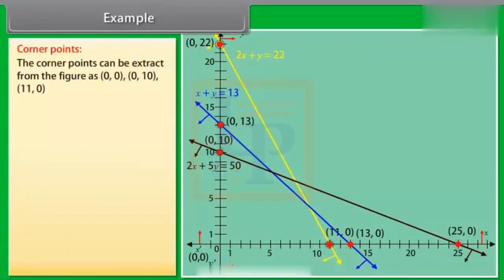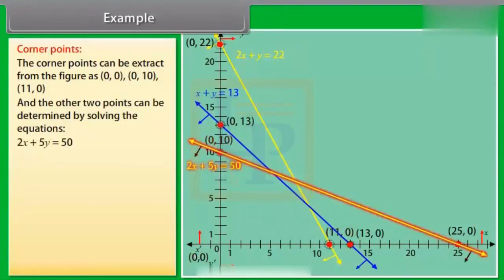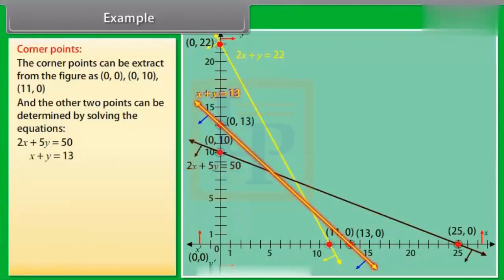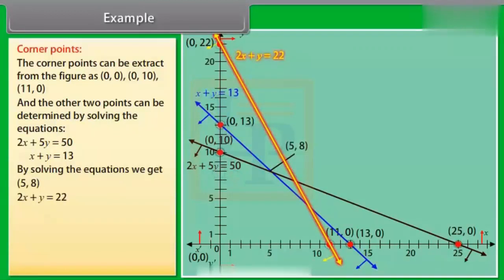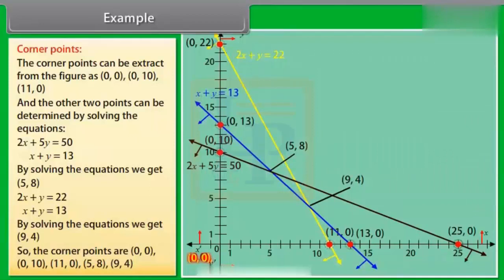The corner points can be extracted from the figure as (0, 0), (0, 10), (11, 0), and the other 2 points can be determined by solving the equations. 2x plus 5y is equal to 50 and x plus y is equal to 13. By solving the equations, we get (5, 8). 2x plus y is equal to 22 and x plus y is equal to 13. By solving the equations, we get (9, 4). So, the corner points are (0, 0), (0, 10), (11, 0), (5, 8), (9, 4).